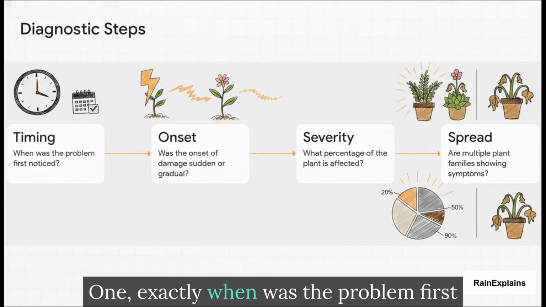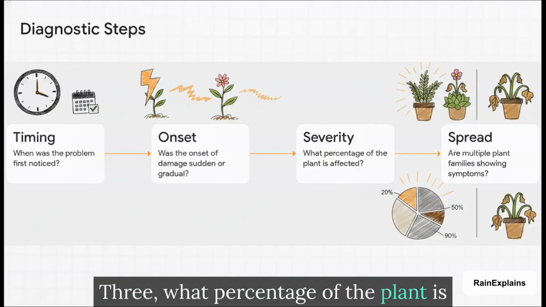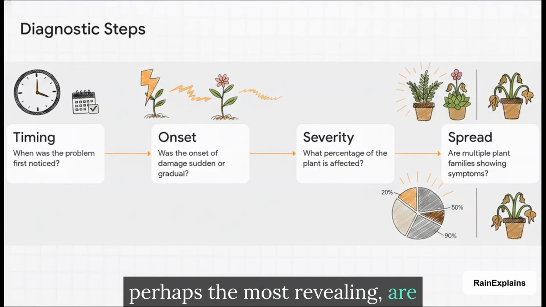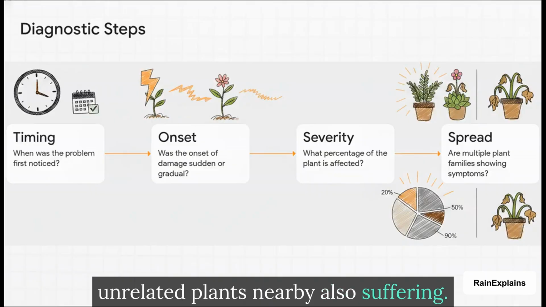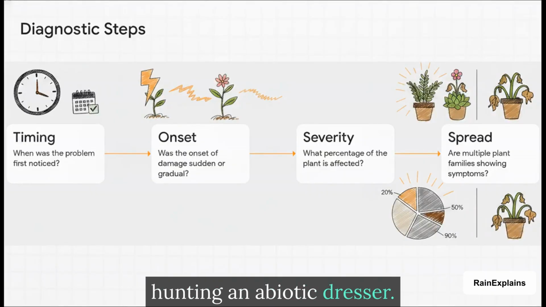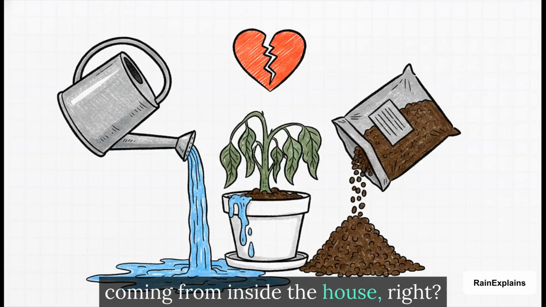1. Exactly when was the problem first noticed? 2. Was the onset sudden or gradual? 3. What percentage of the plant is actually affected? And 4, which is perhaps the most revealing, are unrelated plants nearby also suffering? If the answer is yes, you are definitely hunting an abiotic stressor. But remember, sometimes the call's coming from inside the house, right?